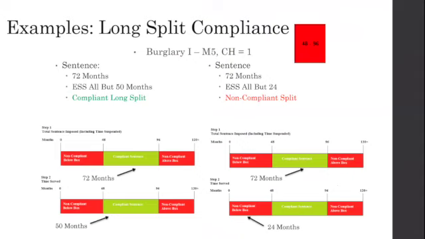But if we shift to the other option, 72 months to spending all but 24, that would be considered a non-compliant split because 24 months is outside of our green area. It's below the 48 to 96 months. So that would not be considered a compliant split. Both parts of the sentence have to fall within the higher box ranges for a long split.